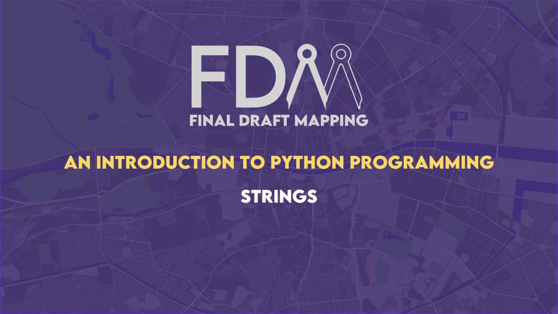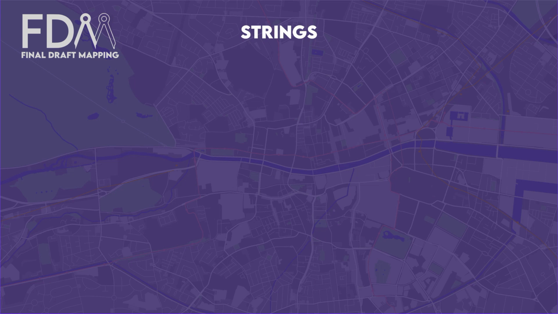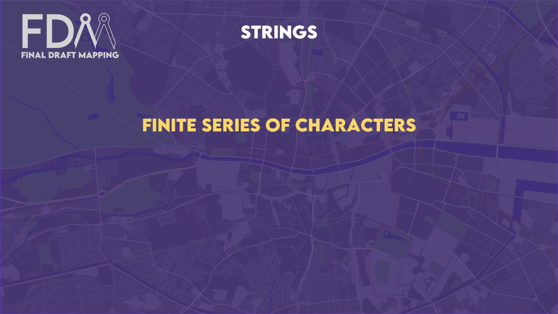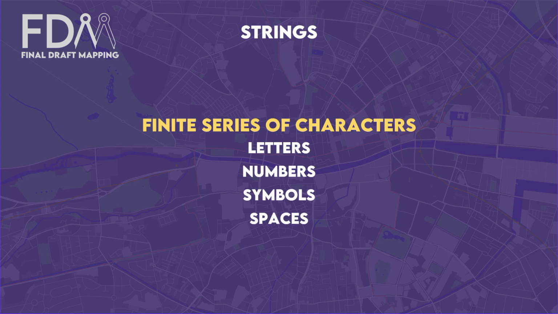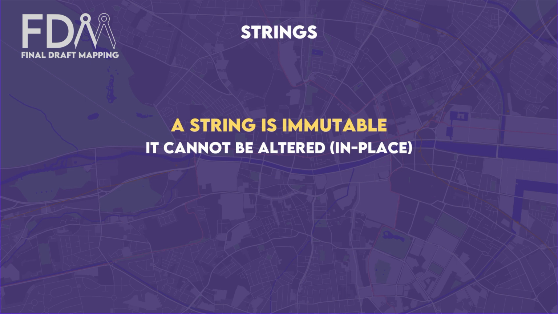This section is all about strings in Python, so let's get a brief overview of strings. We have seen them already in this course. A string is a finite series of characters. These characters can be letters, numbers, symbols, or spaces. A string is also immutable. This means it cannot be altered in place. Once defined, the string variable needs to be overwritten in order to alter it.